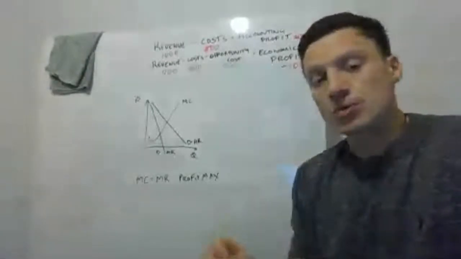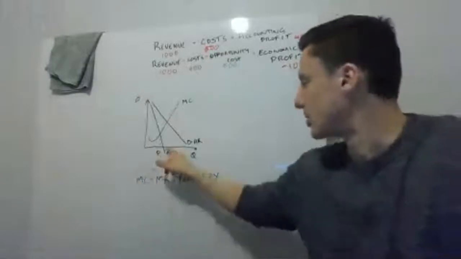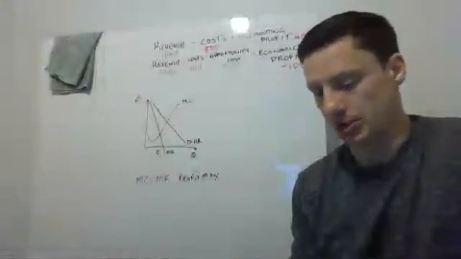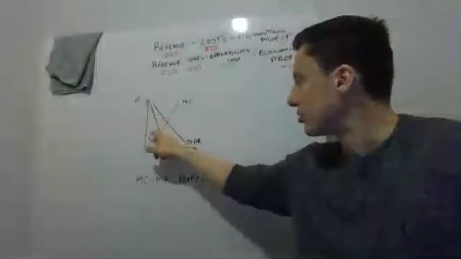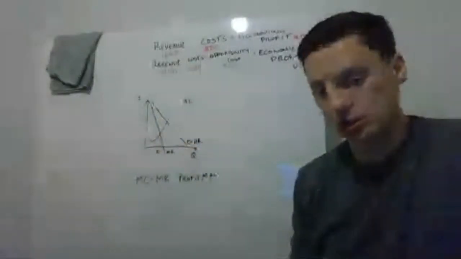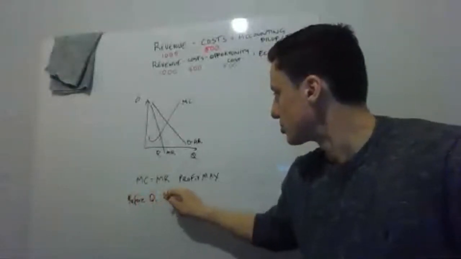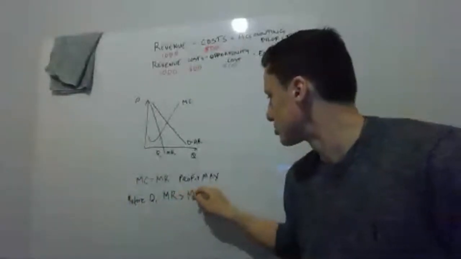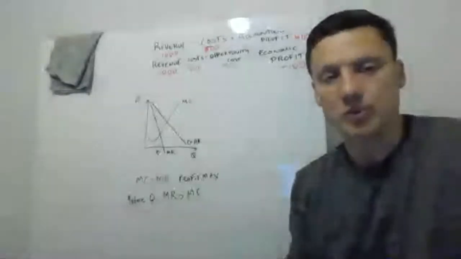Well, marginal cost, remember, is the cost of making each additional unit. Marginal revenue is the revenue received from selling each additional unit. Prior to Q1, marginal revenue is larger than marginal cost. So I'll write that here. Before Q1, marginal revenue is bigger than marginal cost, and therefore there would be an accumulation of profit. Profit would be going up, profit would be increasing.